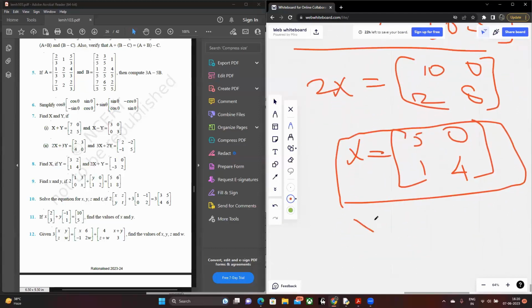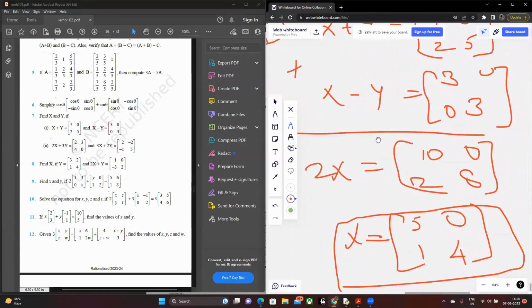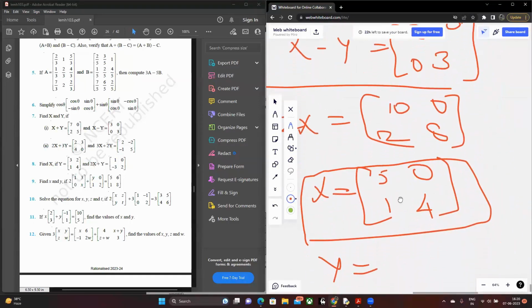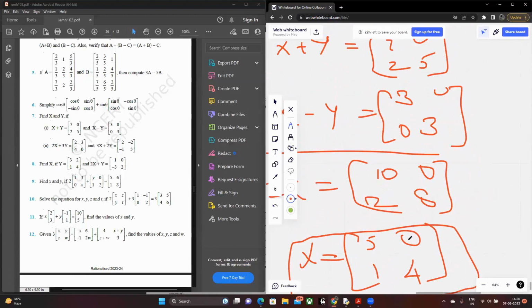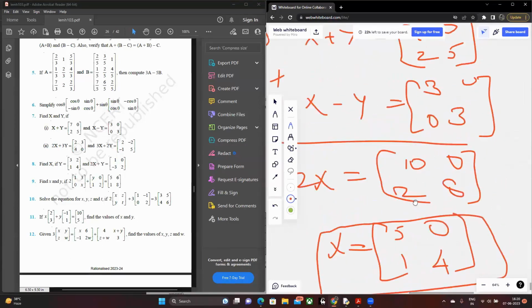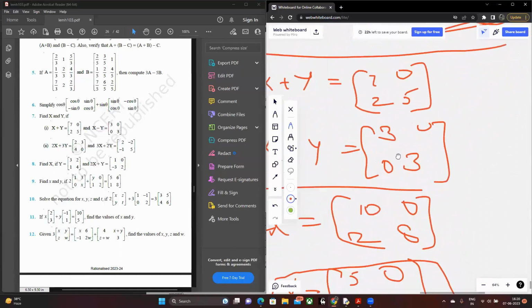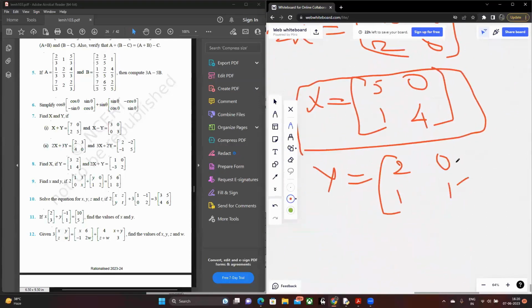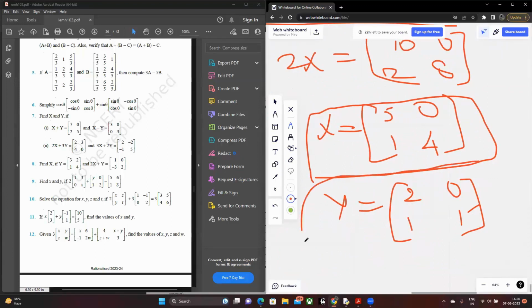And from x, finding y is going to be very simple. y is basically this minus x, which is 7 minus 5. Since it's going to be 2 cross 2, you'll have a 2 cross 2 y. 7 minus 5 is 2, 0 minus 0 is 0. And then you have 2 minus 1 and 5 minus 4, that both are basically 1. So you have x is 5, 0, 1, 4 and y is 2, 0, 1, 1.